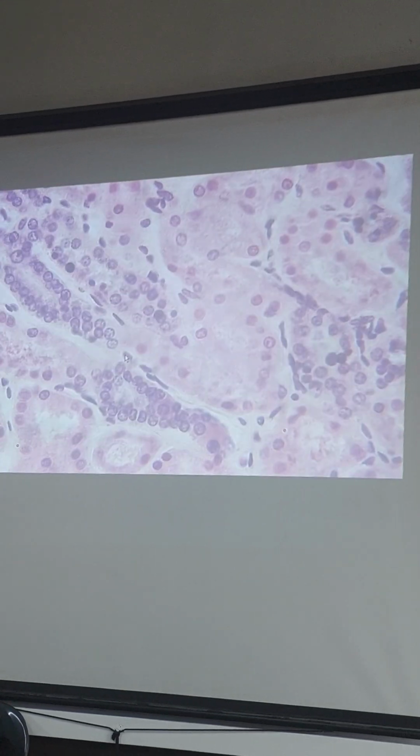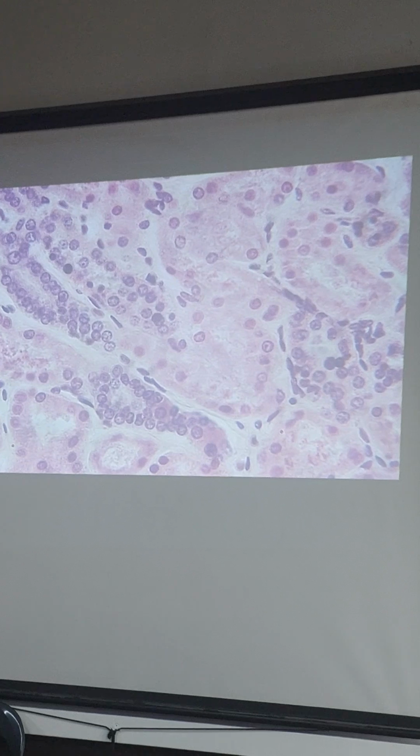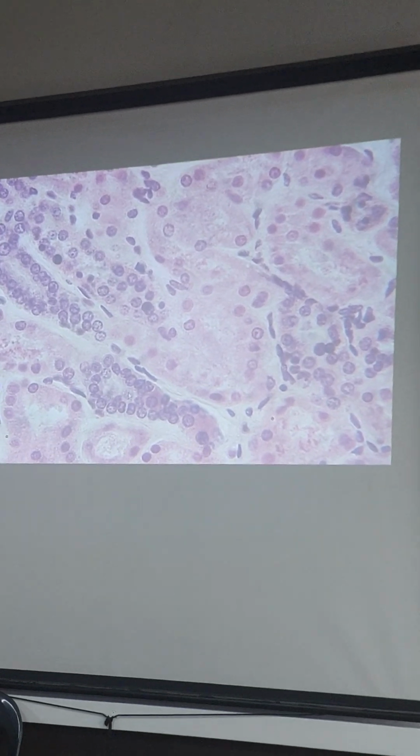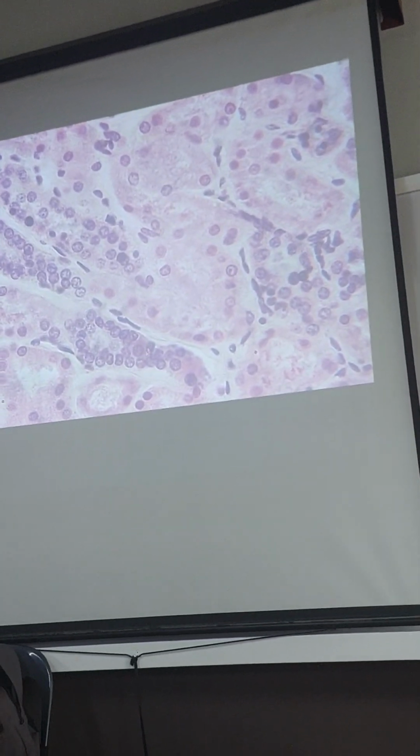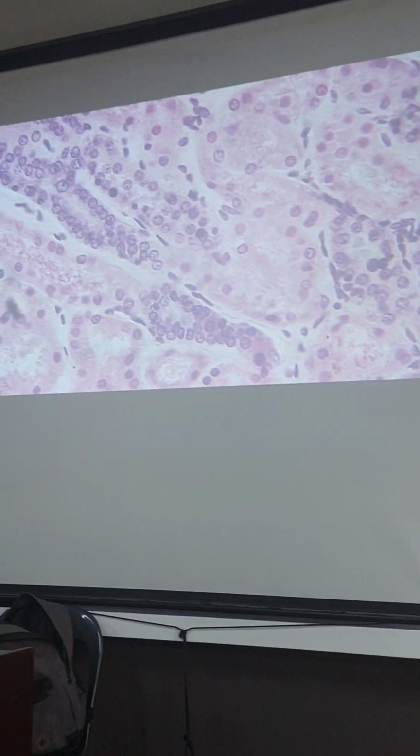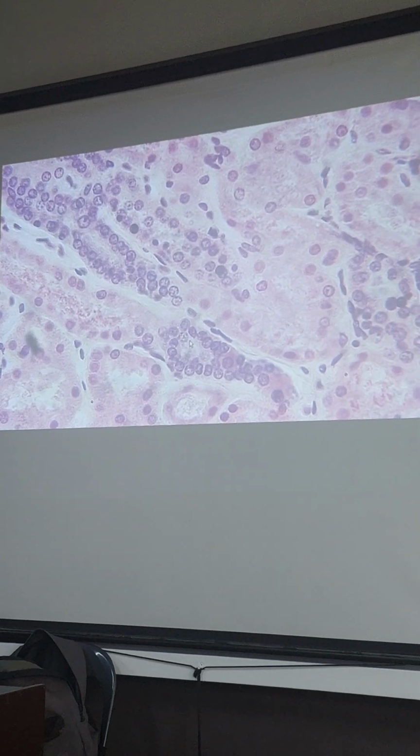Here it is. Sorry. You see this dark red cell next to this pale cell? This dark red cell is the intercalated cell, and this light cell is the principal cell.